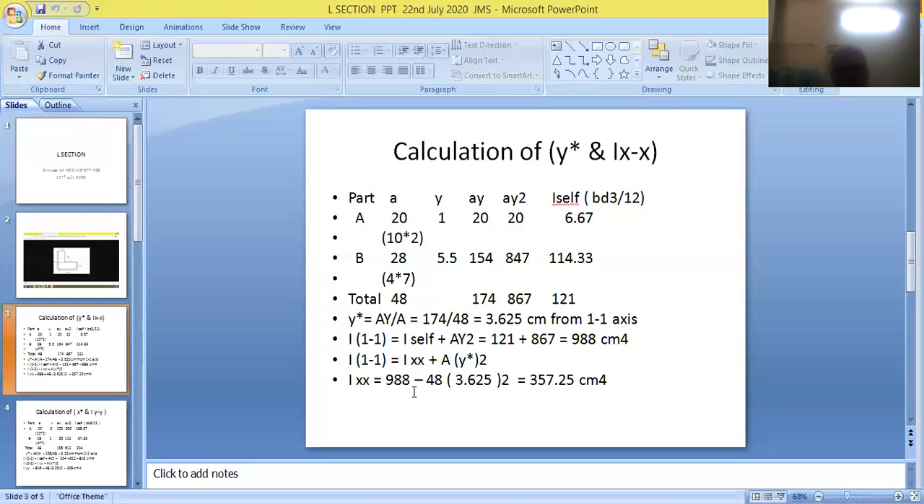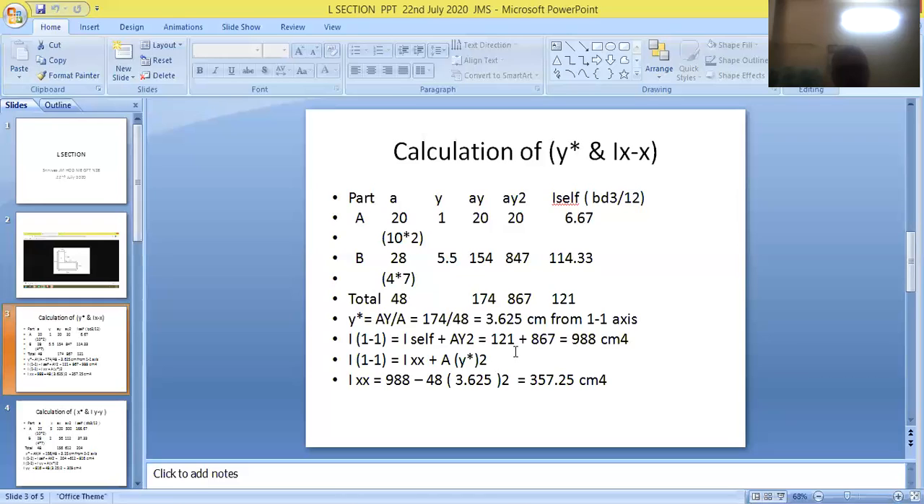Finally, friends, we have to measure the value of IXX. For measuring the value of IXX, we have this formula. I11 is written as IXX plus sigma A into Y bar square. Just now we have measured the value of I11, and we know the value of capital A, that is 48 centimeter square.